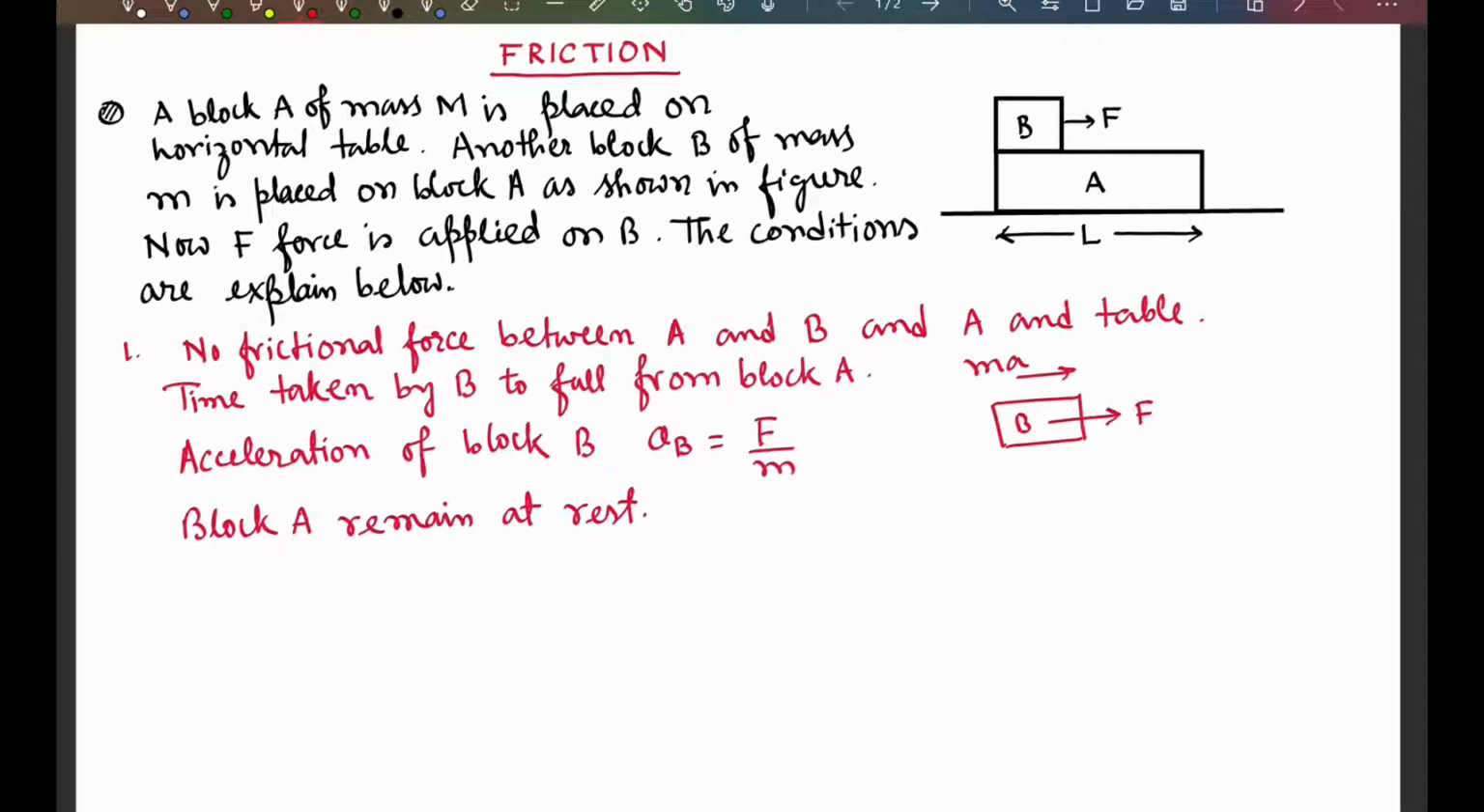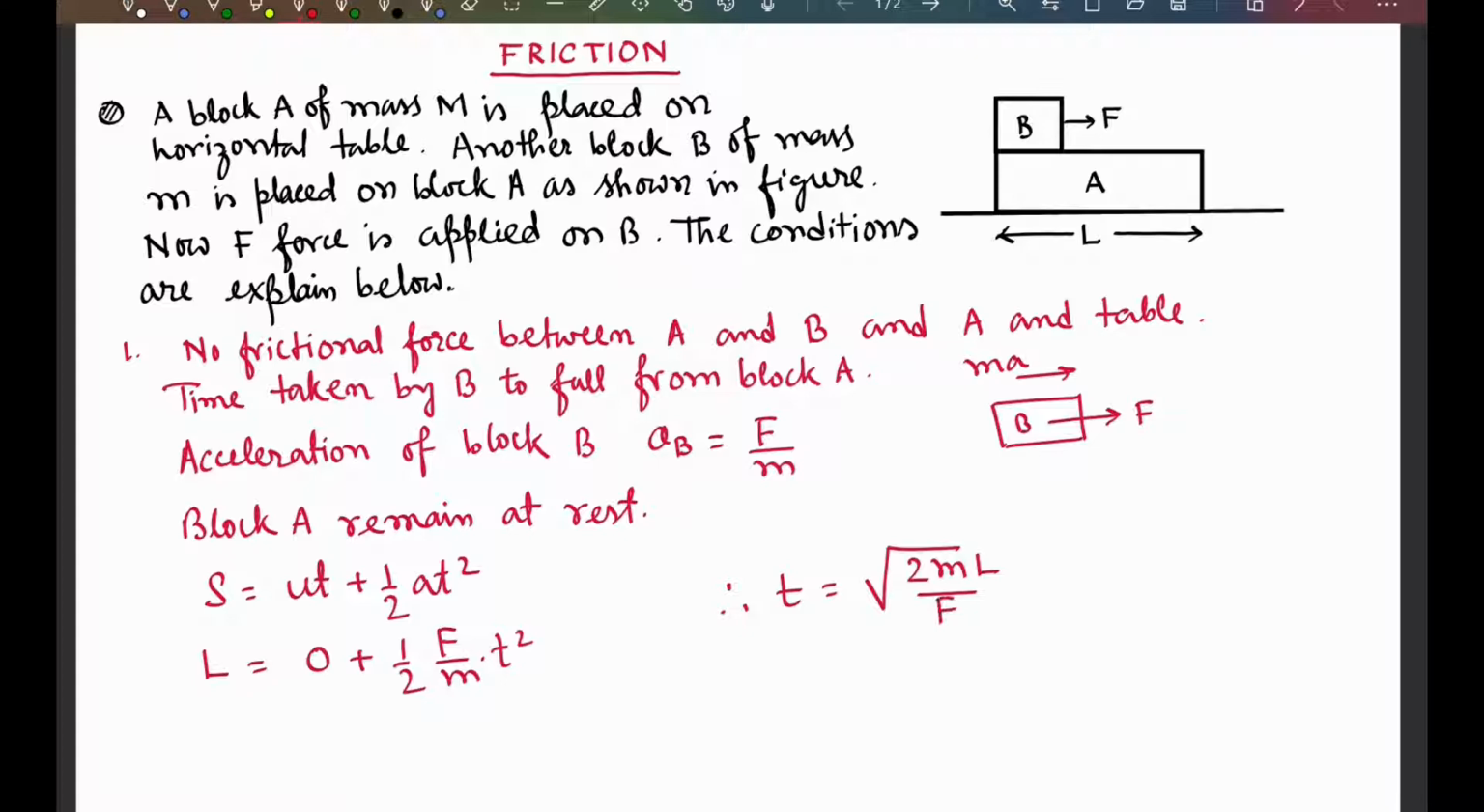Therefore, the length traveled by block B on block A is L. So if t is the time taken by block B to travel the length L, we can use the formula S equals ut plus half at squared. Here S, the distance traveled by block B over block A, is L. Initial speed is 0, plus half the acceleration of block B, that is F by m, into t squared. Therefore t is equal to root over 2mL by F.